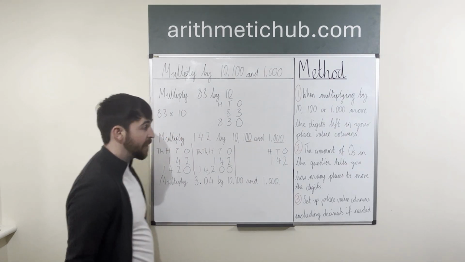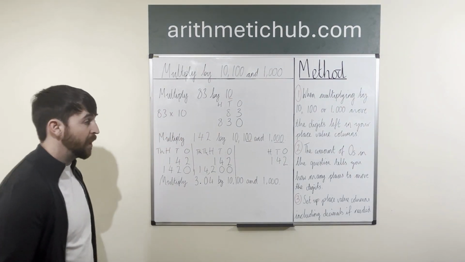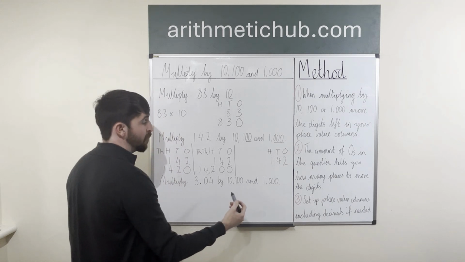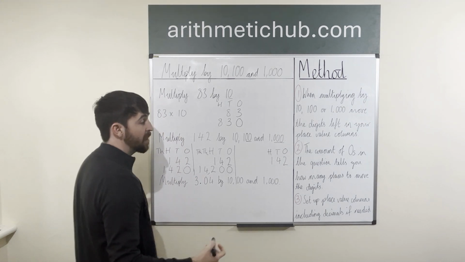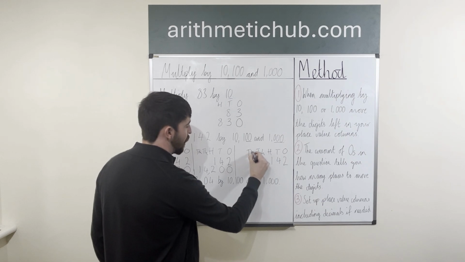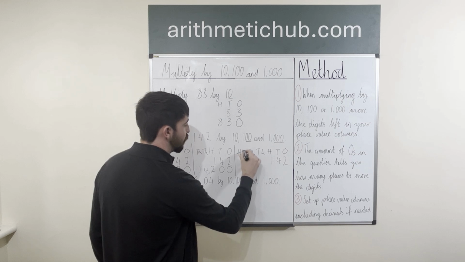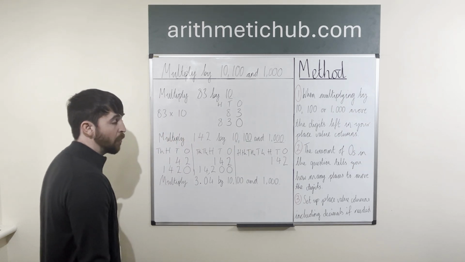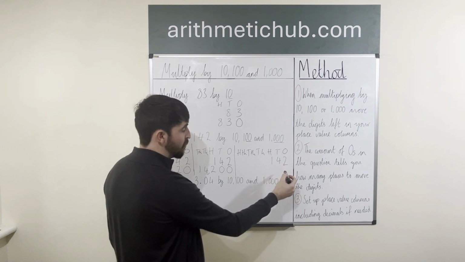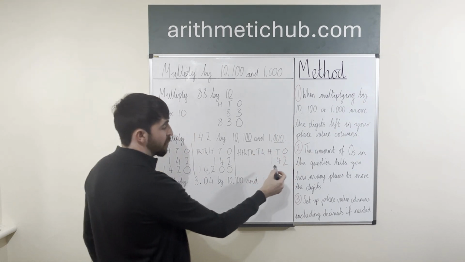I've got my ones, my tens, and my hundreds. If I multiply it by 1,000, I know I'm going to have to move it 3 places. And I'm going to move it 3 places to the left, aren't I? Because I'm multiplying, I'm making it bigger. So I need 3 more place value columns. My thousands, my 10,000s, and my 100,000s, okay? So now what I'm going to do, I'm going to move each of my digits 3 columns to the left.